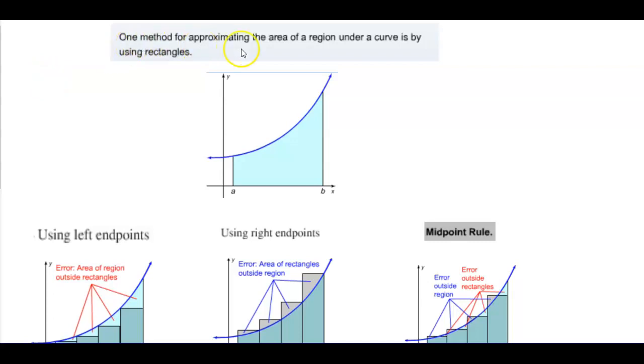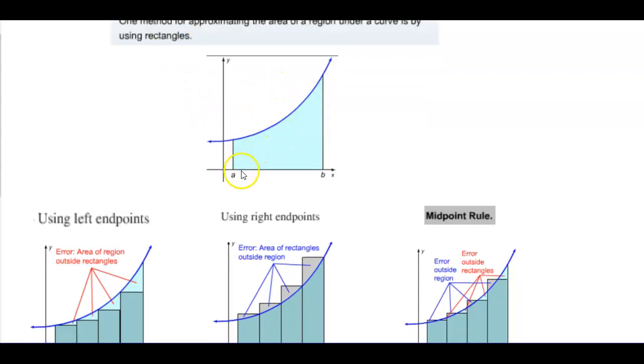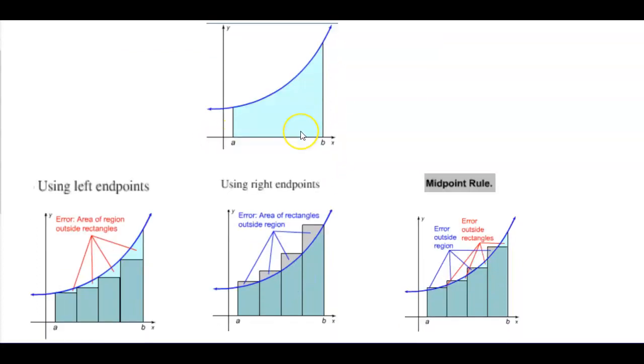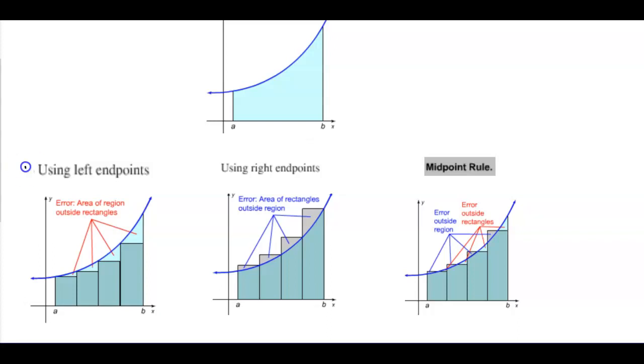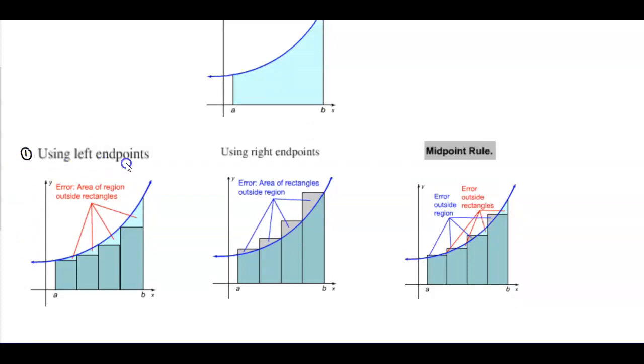One method for approximating the area of a region under a curve is by using rectangles. So let's say here is our graph. We can see that it's bounded between the points A and B, and we have a vertical line at x equals A, a vertical line at x equals B, and then there is our function. Okay, one way of determining the area under the curve is by using left endpoints.